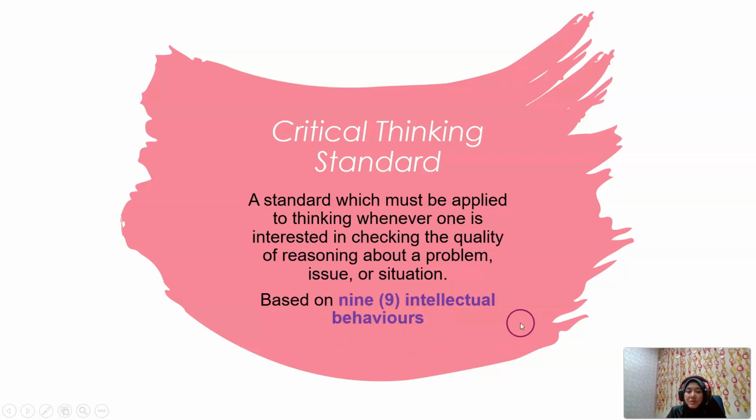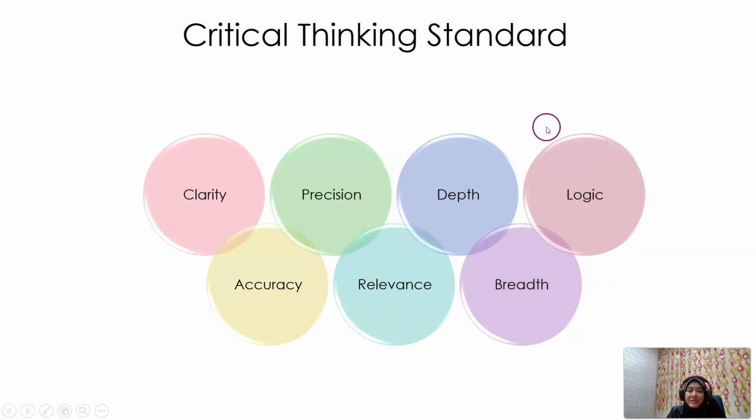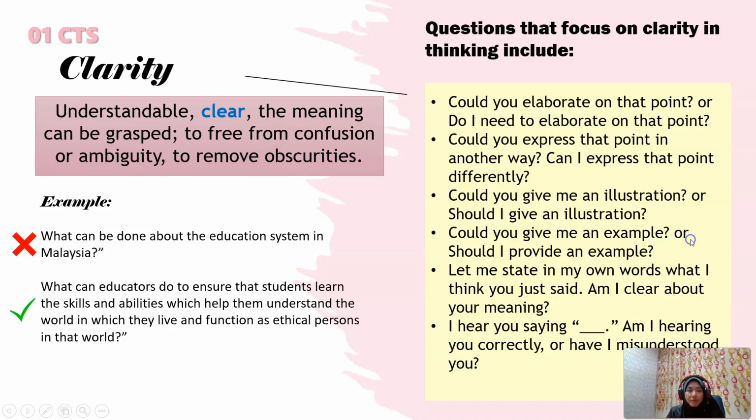In our syllabus, we will use 9 intellectual behaviors. This is the standard that we use, so you need to look at clarity, accuracy, precision, relevance, depth, breadth and logic. We will go one by one. The first CTS is clarity. What is clarity? If you look at the word, you know that it is related to clear. When you look at the example or the situation or the issues, you understand it very clearly.